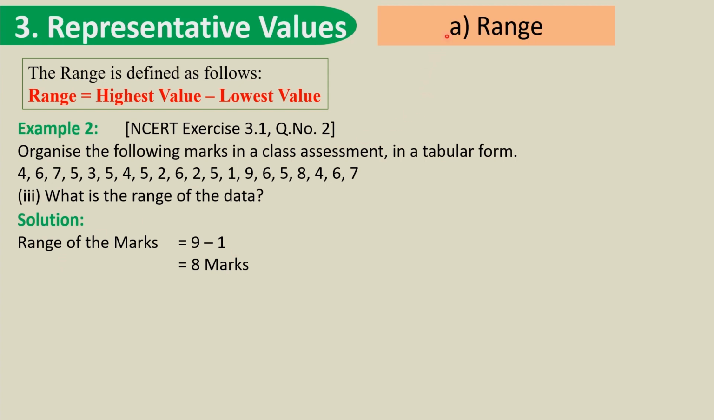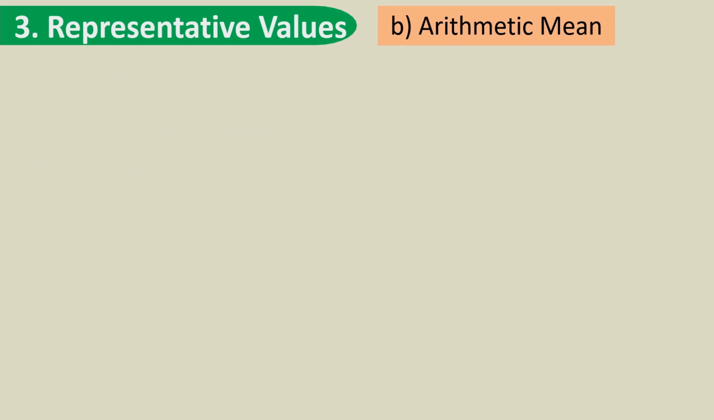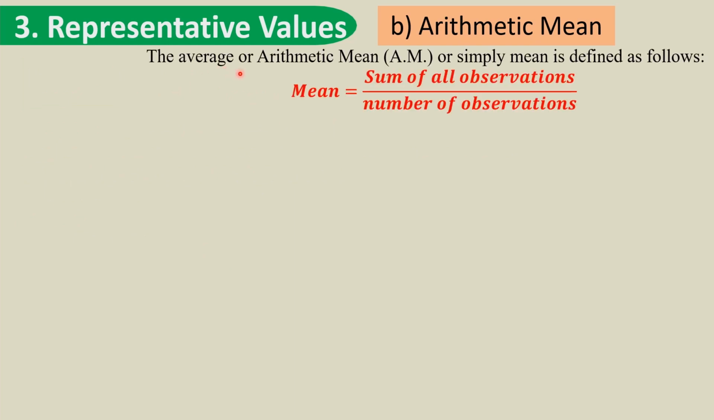The second representative value we are going to discuss is the arithmetic mean. The arithmetic mean, which means average, in short form we write it as AM, capital A and capital M, or simply mean, is defined as follows. How to find the mean? Sum of all the observations divided by the number of observations. This is the mathematical formula we can use to find the mean.